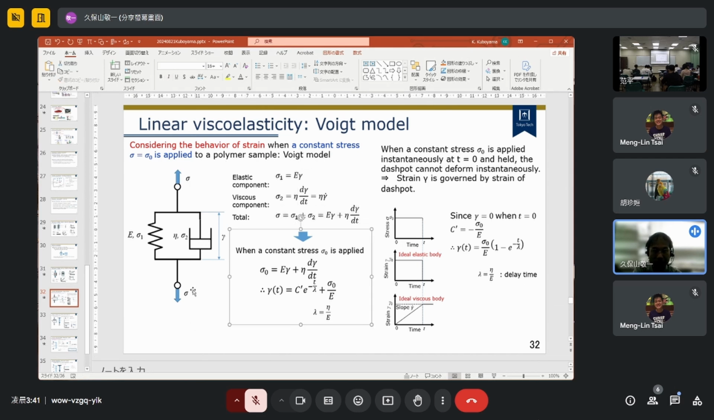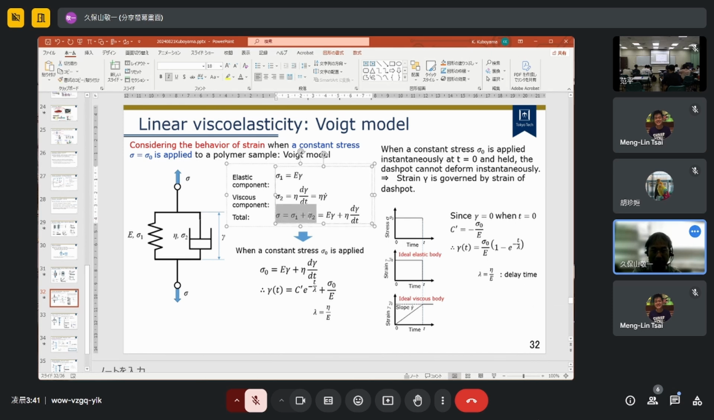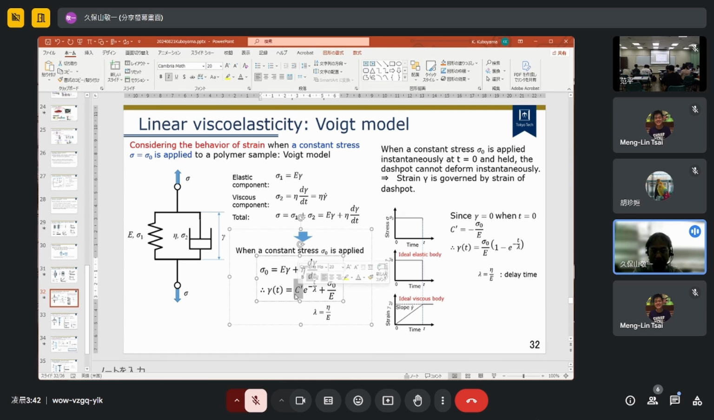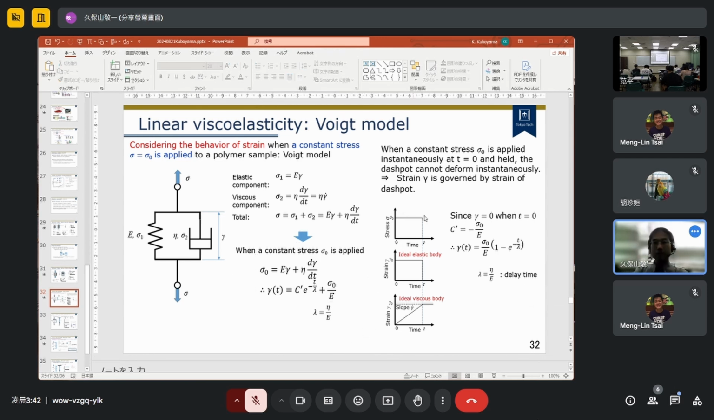So the total stress can be expressed by the sum of them and becomes like this. And when a constant stress sigma 0 is applied to the sample, the equation becomes like this, and you can get this equation. But this equation includes a constant that you cannot know. So now let's think about the initial condition.